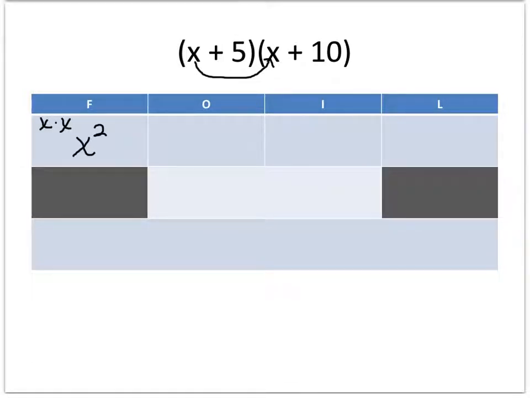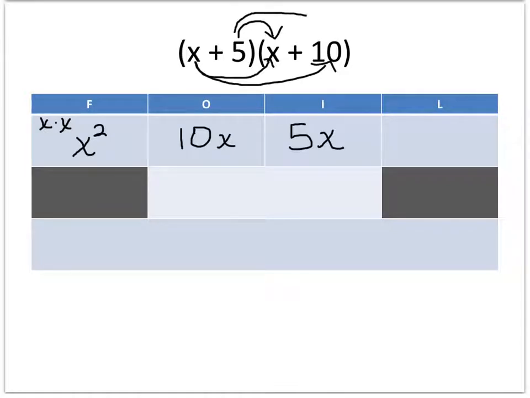If we multiply the two outer terms, we would multiply 10 times x, and that would give us 10x. If we multiply the two inner terms, we would multiply 5 times x, and that would give us 5x. And finally, the two last terms would be 5 times 10, and that gives us 50.